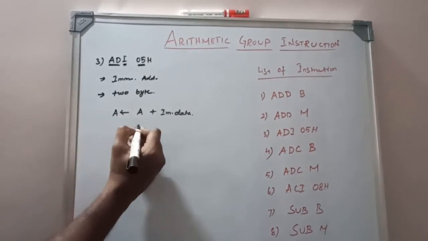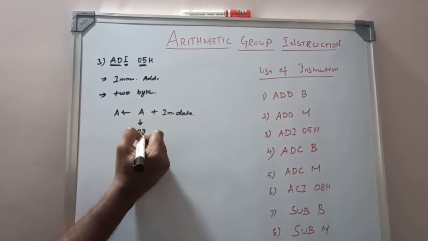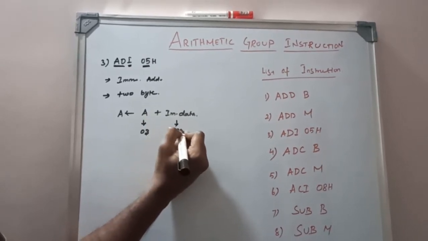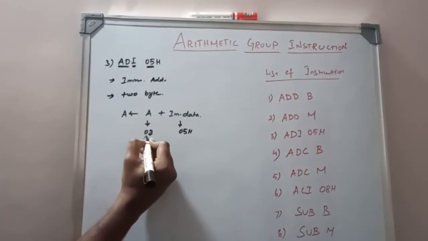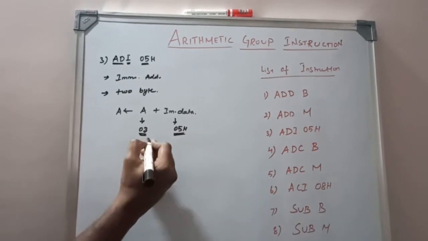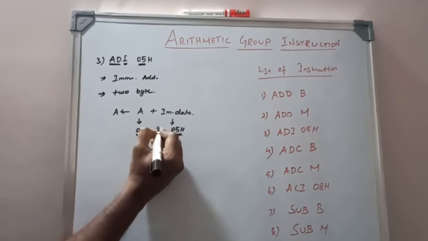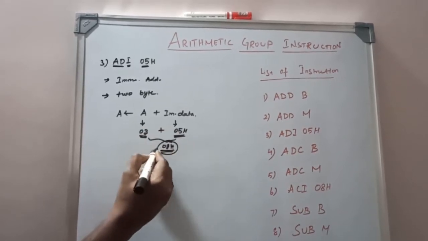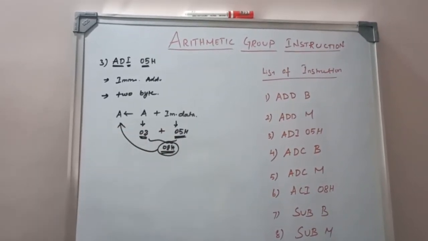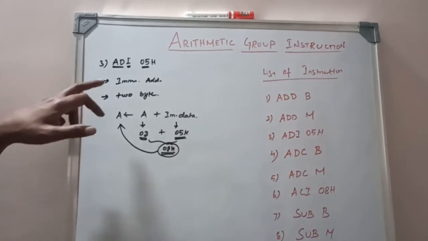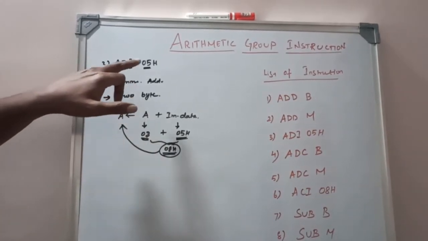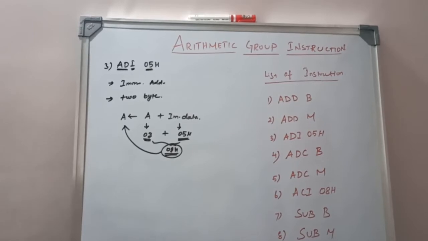Let us consider the accumulator value 03 and the immediate value 05H. Adding these two values, we get 08H. This value is stored to the accumulator. So it is adding the immediate content with the accumulator register.